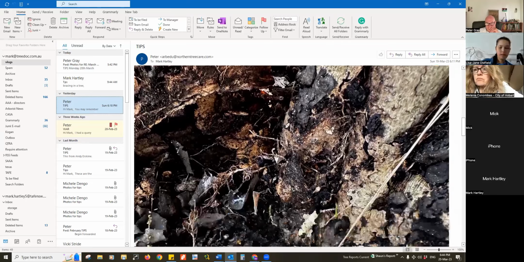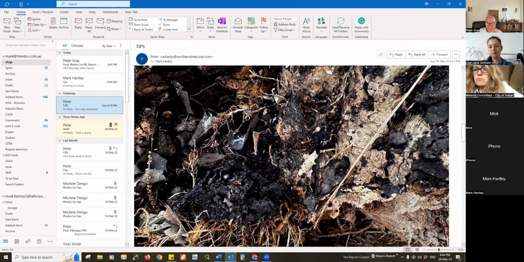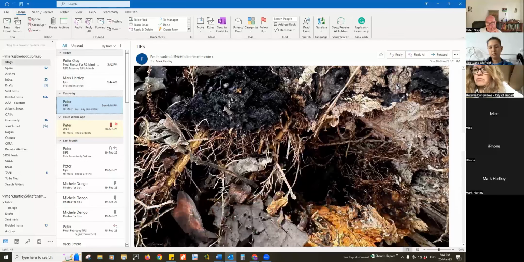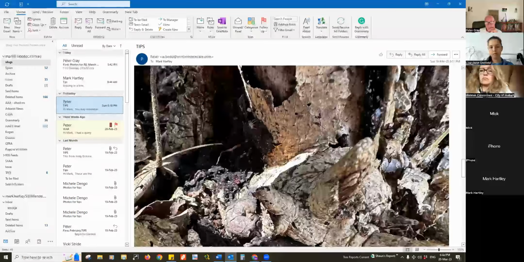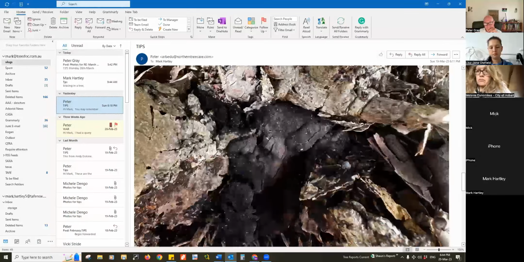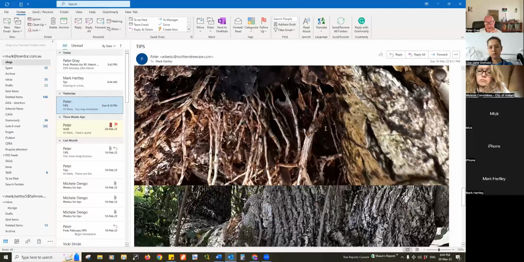Peter, boy, that looks awfully like Phellinus noxius. I don't know what your thoughts are. I didn't think so. The fruiting bodies that we were looking at are the sort of round, circular ones.